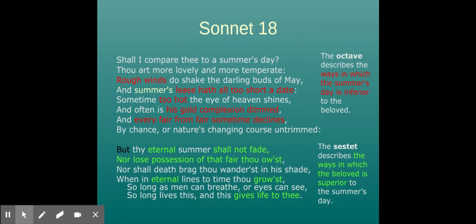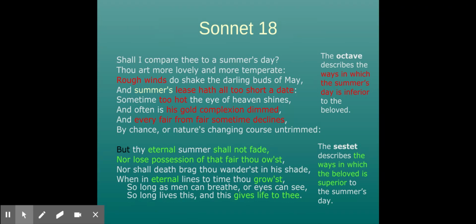The octave describes the ways in which the summer's day is inferior to his beloved, his lover. Okay, he says, "Shall I compare thee to a summer's day?" And he gives all the reasons why she is better than a summer's day. Sometimes there's rough winds on a summer's day, and summer's over too quickly. Sometimes it's too hot. Or sometimes the sun is hidden, his gold complexion is dimmed.